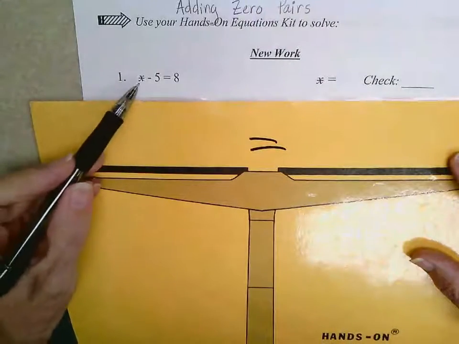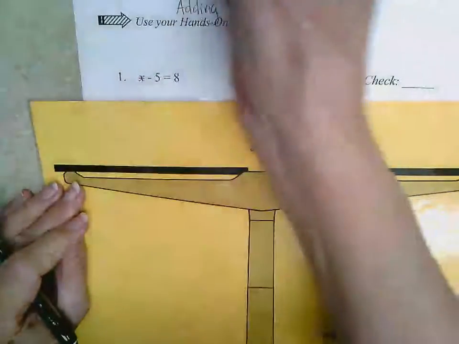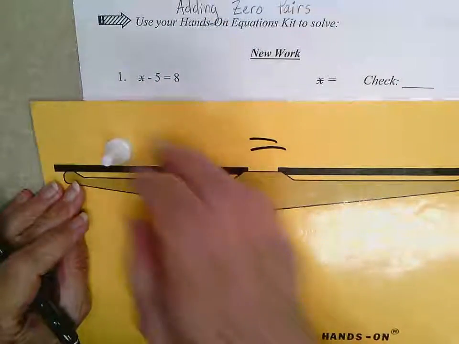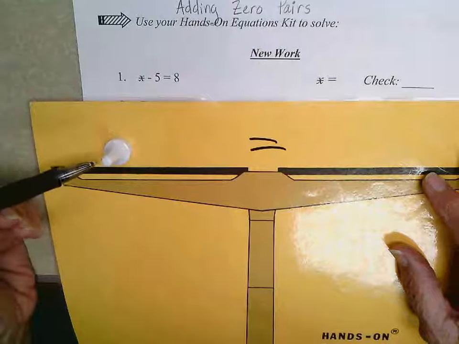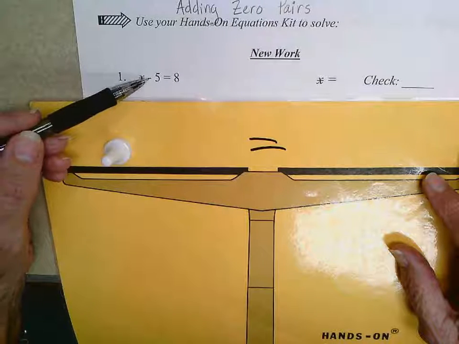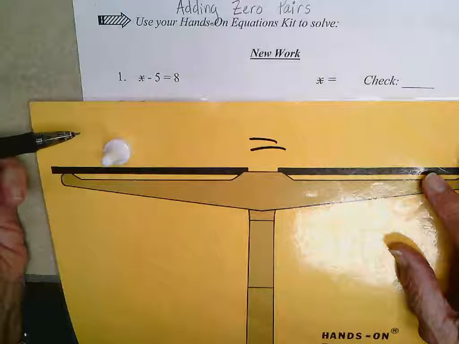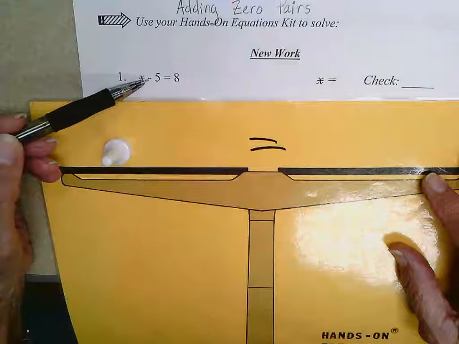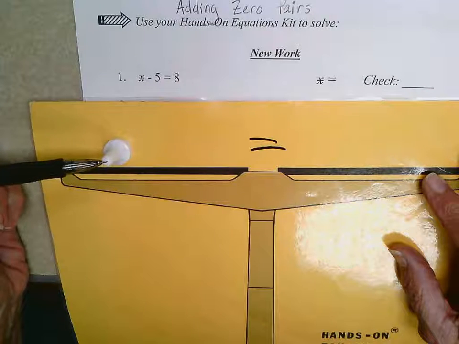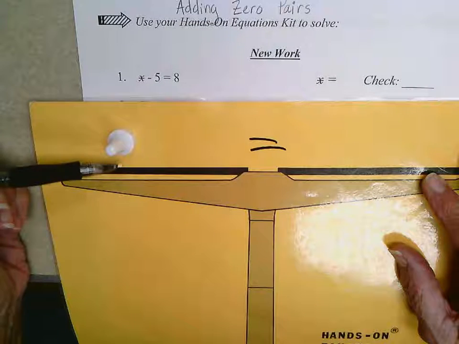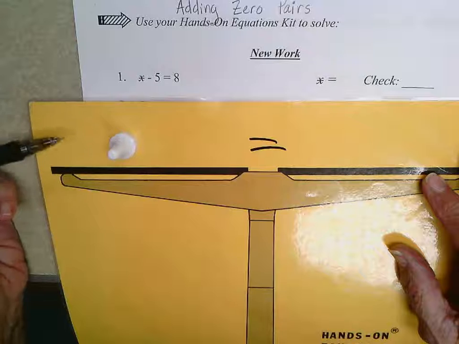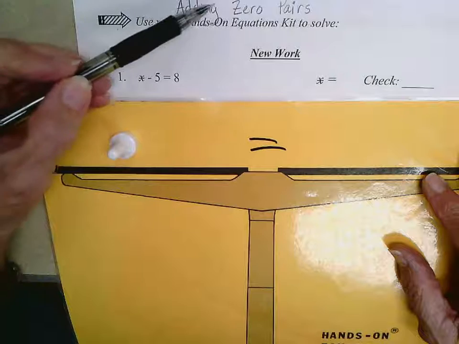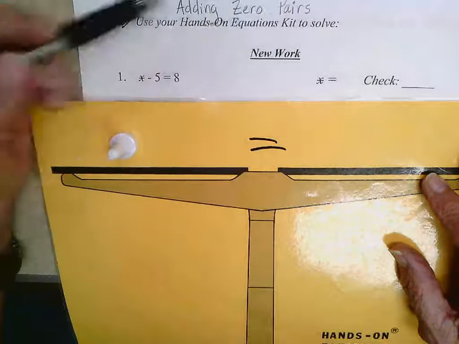It says star, which is the white pawn, and notice it's on the left-hand side of the equal sign. So there's my white pawn minus a 5. This means I need to take away a 5, but I don't have a 5 there. All I have is this white pawn. So what I need to do is add a zero pair.